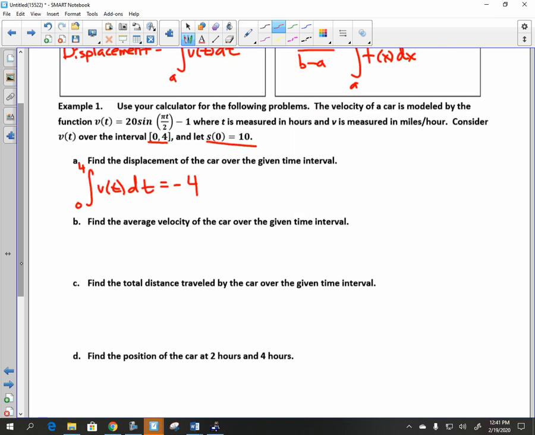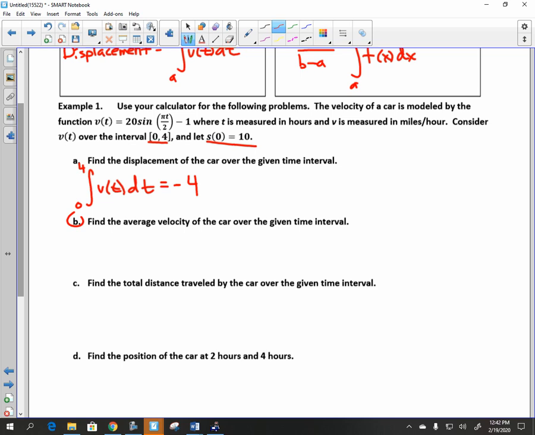Now, yes. It does start at 10. I'm asking the displacement, not the position. So let's go to Riker's question. If the displacement is negative 4, what's its position? It's located at 6. It started at 10. It was displaced negative 4 units. So its location at 4 hours is at 6. Everybody see that? We'll do it again when we get to the question because we're not there yet.